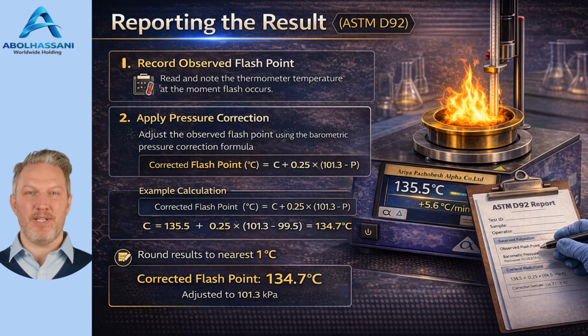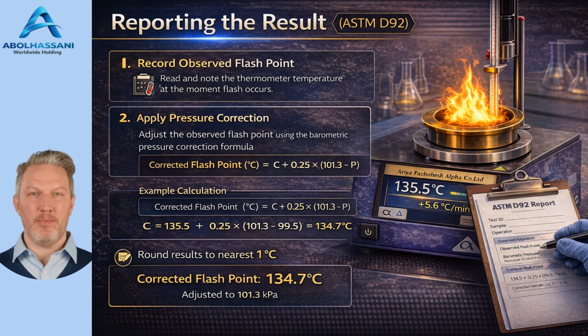Accurately reporting the result. Result reporting requirements are provided in ASTM D92 Section 12, Report. The laboratory must report the observed flash point temperature and, when applicable, the fire point temperature. If atmospheric pressure differs from standard conditions, the result may be corrected using a barometric pressure correction formula. Final results should be rounded and reported in degrees Celsius.